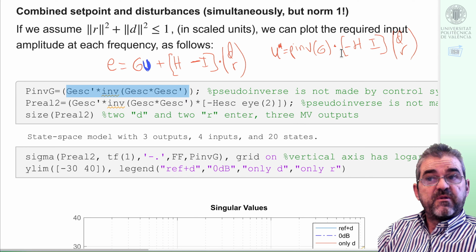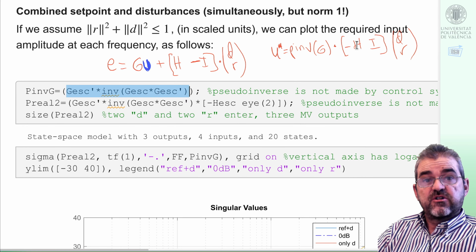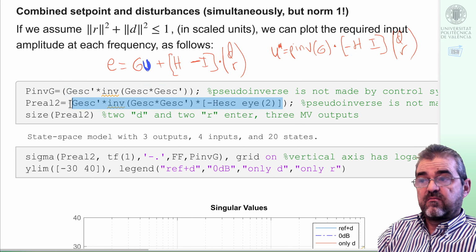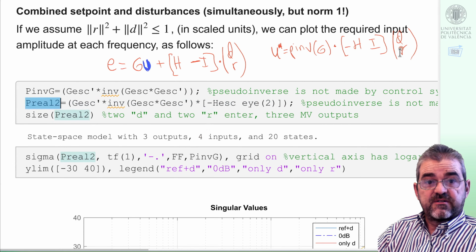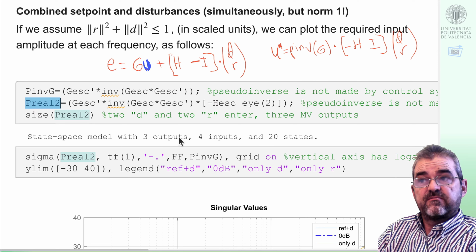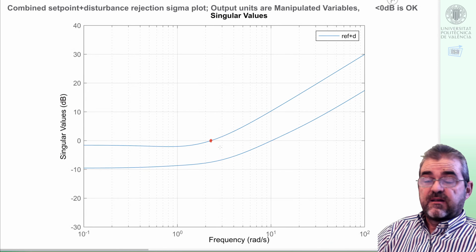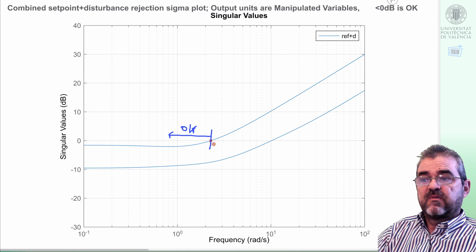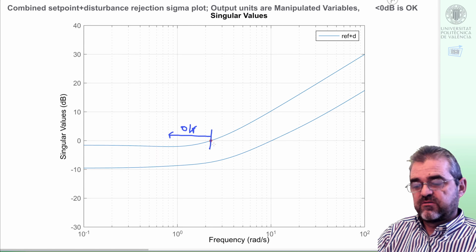This pseudo inverse will be the thing I would need if h was 0, just set point tracking tasks. And if I have both D and R, then I need this real 2 feed-forward matrix. Note that it has 4 inputs, 2 disturbances and 2 set points, and 3 outputs, 3 control actions, so sizes are okay. So if I draw the singular value frequency plot, sigma, then as my output now is in input units, then input must be lower than 1, so this will be the closed loop bandwidth in which combined set point plus disturbance rejection tasks will be feasible without actuator saturation.